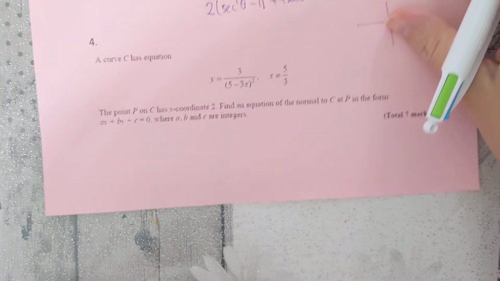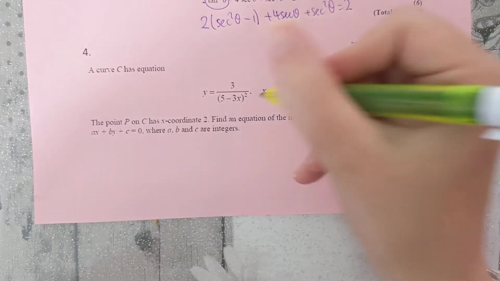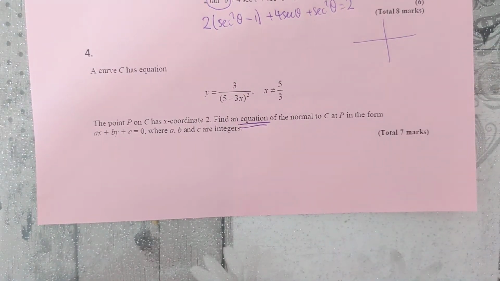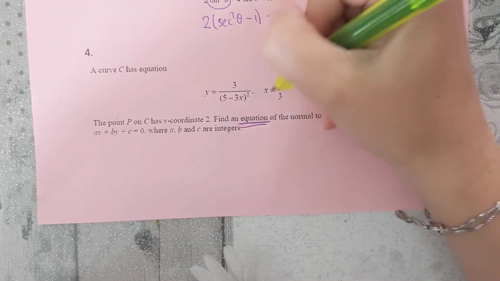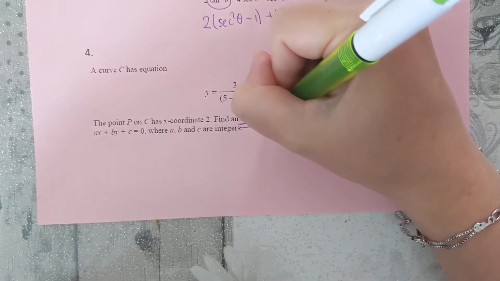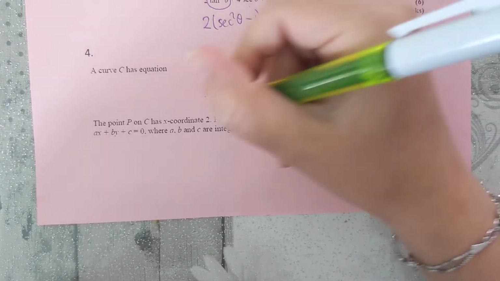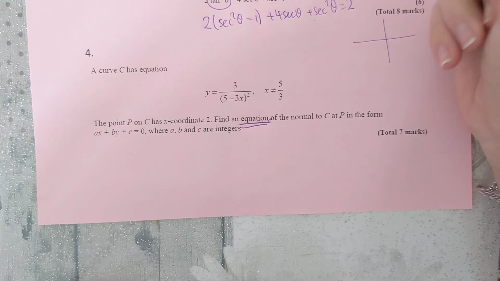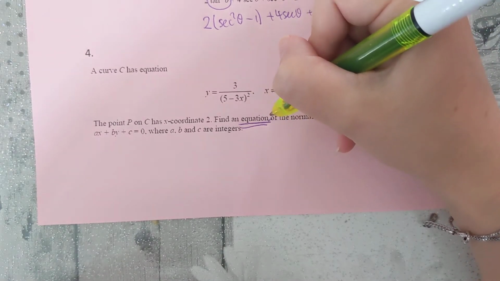Question 4. What I just want to point out with this is when it's saying find the equation of the normal, some of you are working out the gradient and then stopping there. So just make sure that you are actually finding the equation. So you do need the gradient, but you also need the point that it goes through. And then you need to put this into y minus y1. You don't just stop when you've got the gradient.